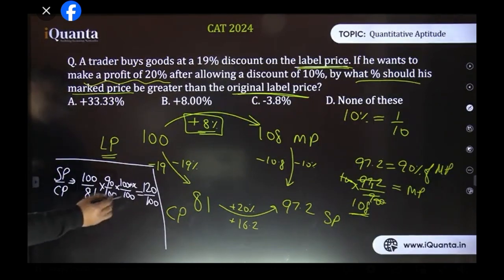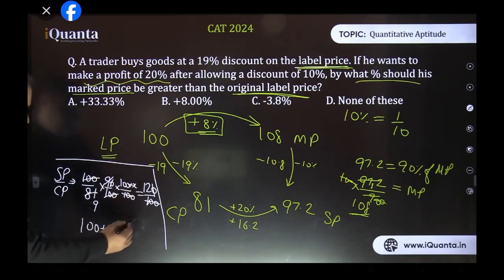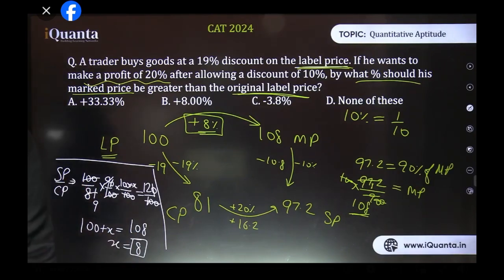So let's cancel out: 100 is cancelled with 100. This 100 can be cancelled with this 100. And I can cancel this 0 here. And 9 nines are 81. So this 100 plus X comes out to be 9 times 12, which is 108, and X comes out to be 8. So that's our answer. Fine.